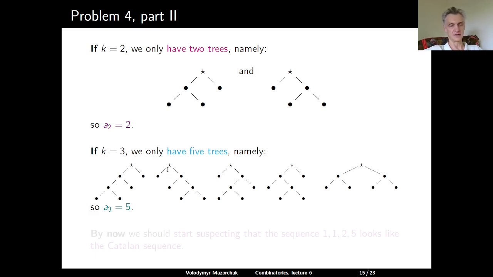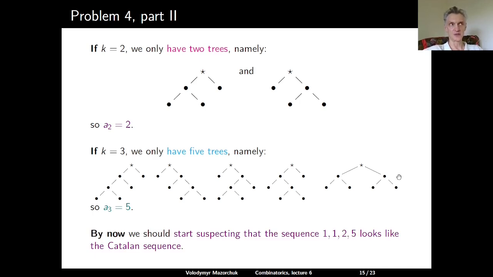Or the mirror flip of this, it's a second tree, and the third tree is where we have left and right children. Left child is childless, the right child has 2 children. Here the right is childless and the left has 2 children. The mirror flip of it. And the final tree is the root has 2 children and each of them have 2 children each. That's it. And now we see that we have a sequence 1, 1, 2, 5.